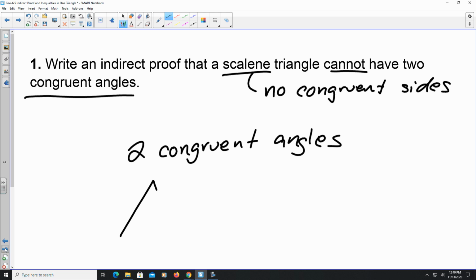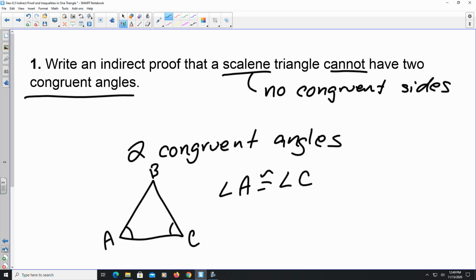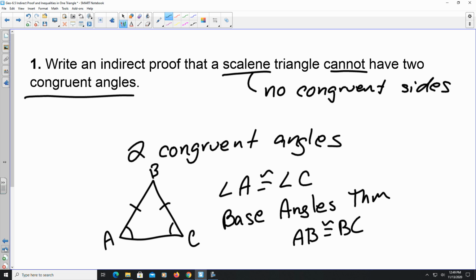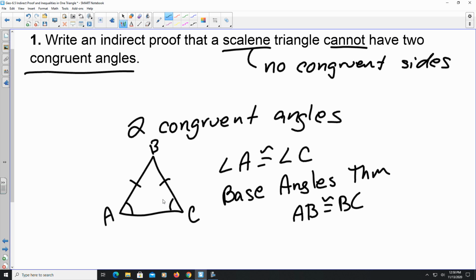Let's say I draw an arbitrary triangle A, B, and C. Two congruent angles means angle A is congruent to angle C. With that, we can now say because of the base angles theorem that AB would be congruent to BC because of those two congruent angles. Since we now have two congruent sides, they are not scalene. So this is a contradiction to my temporary statement, which proves that a scalene triangle cannot have two congruent angles.